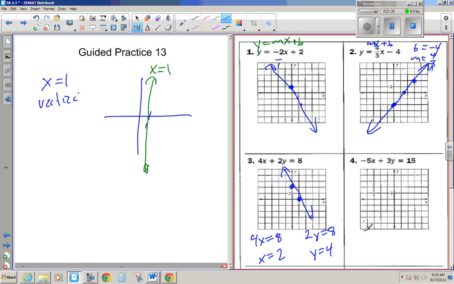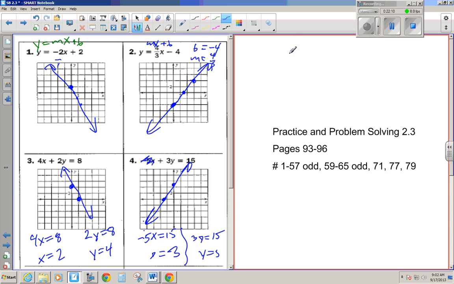Standard form once again. So to find the x-intercept, we get rid of the y. So negative 5x equals 15. Therefore, the x-intercept is negative 3. Now we don't care about that. So 3y equals 15. So y is 5. The y-intercept is 5. You have 2 points. Draw your line. That's how long this graphing can take.